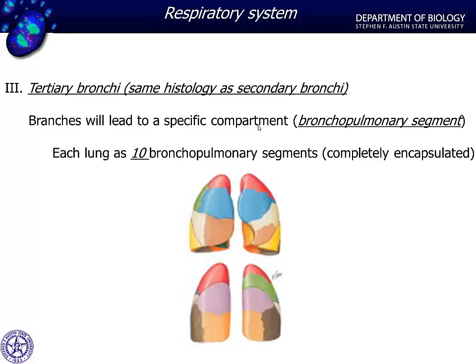Now, the tertiary bronchi, these are going to be 10 per side. I know we had 2 on the left and 3 on the right with secondaries, but now everyone's going to branch into 10 segments, and these are going to go to 10 bronchopulmonary segments.